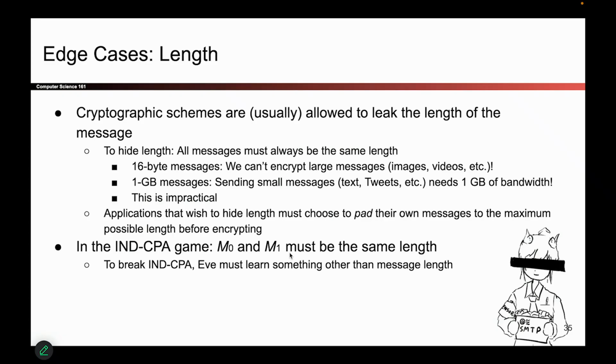So this means we have to go back and adapt our game to account for this edge case. Because right now, our game doesn't account for this edge case. Eve can just send a short message, send a long message, and she can figure out which one was encrypted, and that doesn't take into account this edge case. So to fix our game, we are going to enforce that M0 and M1, the 2 messages that Eve chose, have to be the same length. For example, you send cat, you send dog, they are the same length. You can't send a short string and a long string and use length to distinguish. That's cheating. To break IND-CPA, you have to learn something else besides length, because we are allowing length to be leaked.